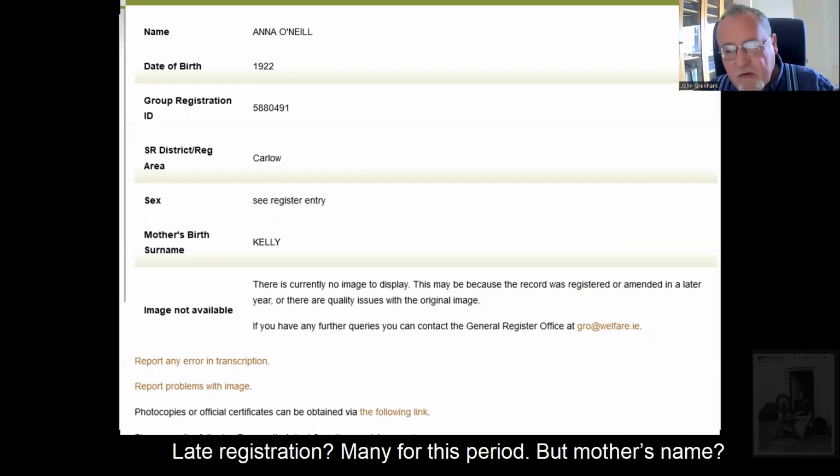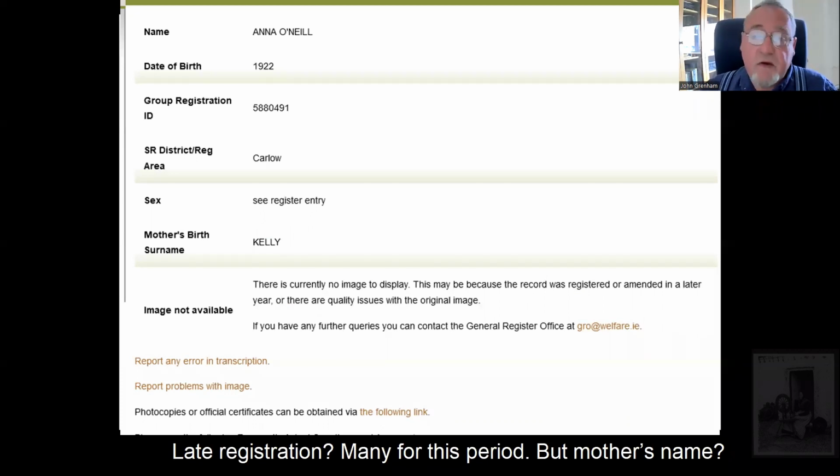This may be because the record was registered or amended in a later year, or there are quality issues with the original image. Now, I think nearly all of these are late registrations. 1921, 1922 were times when public administration on the island of Ireland was basically in chaos. There were two systems, the British system and the Republican system. And lots of people just didn't register their births.